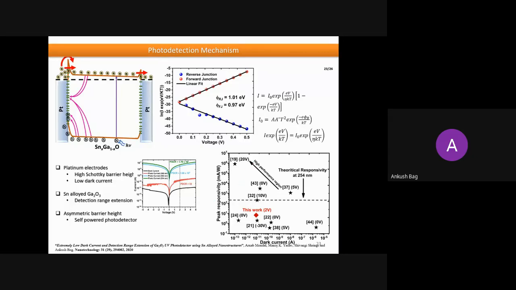So considering that, the device which is more towards this left top corner will be the better device. If we see now compared to other references, this particular device is not performing very well compared to others. So this is the thing.